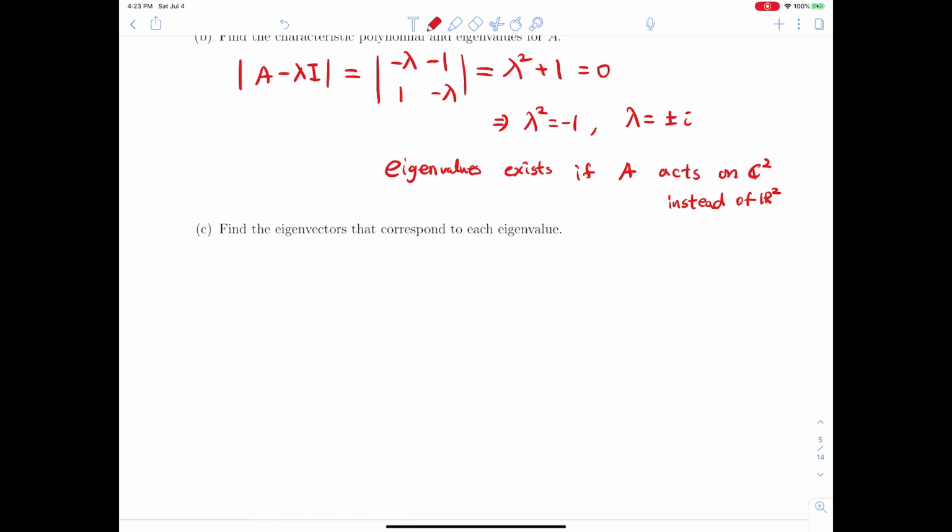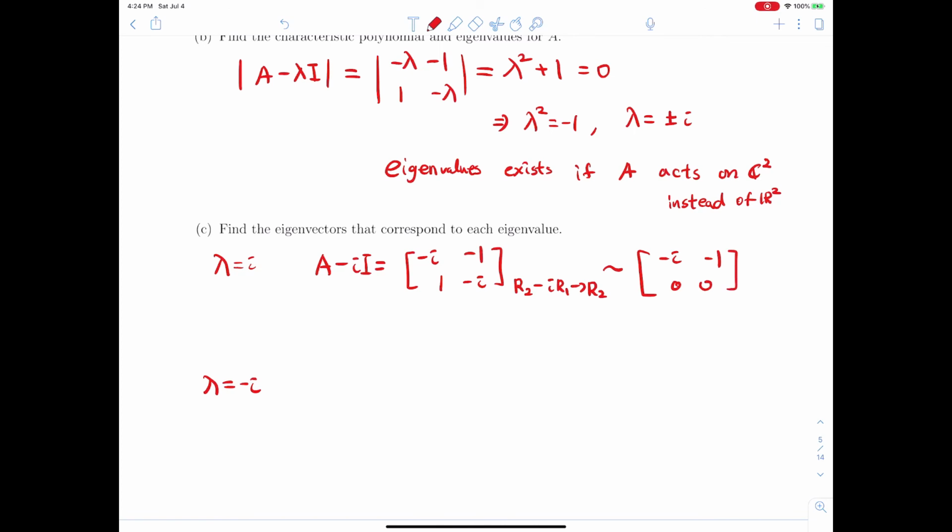And in that case, we can find the eigenvectors corresponding to each eigenvalue, i and -i. So by definition, you want to consider the null space of A minus i times I, which equals [-i, -1; 1, -i]. If you subtract i times R1 from R2, this gives you [-i, -1; 0, 0]. In other words, we get -i times x1 equals x2. If you multiply by i on both sides, you get x1 equals i times x2. So we get the solution set to be (i x2, x2), or x2 times (i, 1).